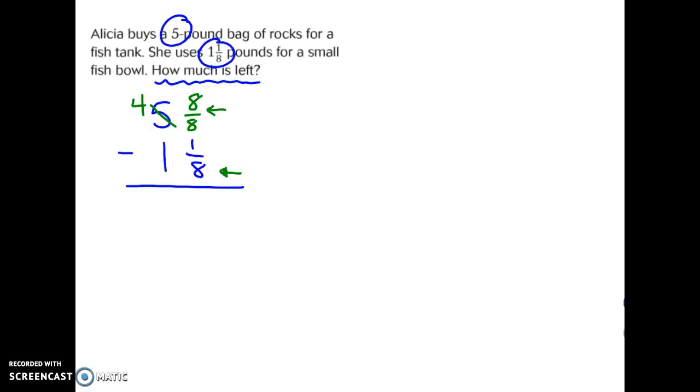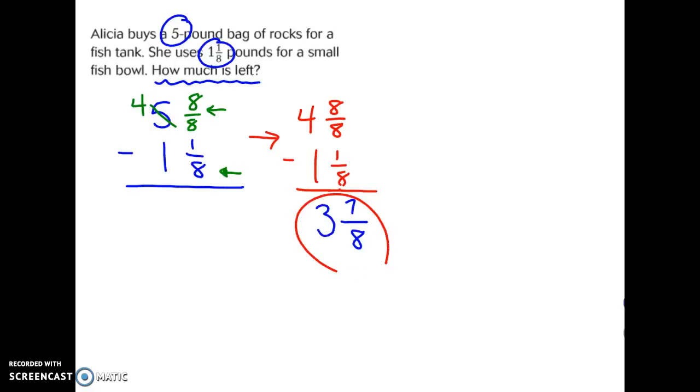All right, well, that's looking a little crazy for me, so I'm going to rewrite the whole thing next door. It takes about 3 or 4 seconds. 4 8/8 minus 1 1/8. And yes, I want you to rewrite the whole thing. Now give me the answer. 8/8 minus 1/8. You got it. 4 minus 1. Bingo. Final answer, 3 7/8. A math expert's going to want you to put the label on that, so it's 3 7/8 pounds.